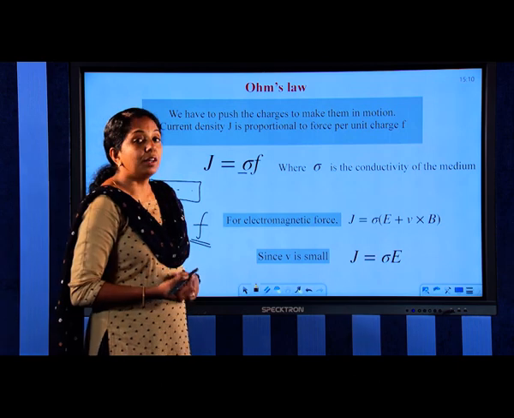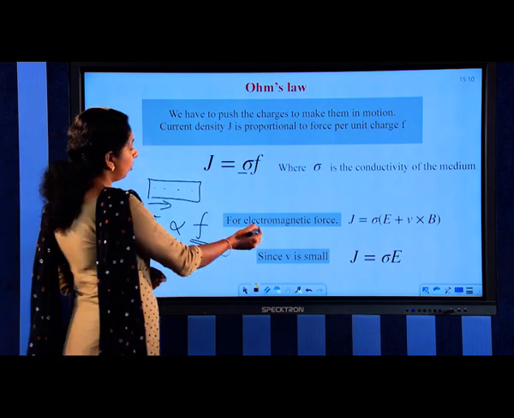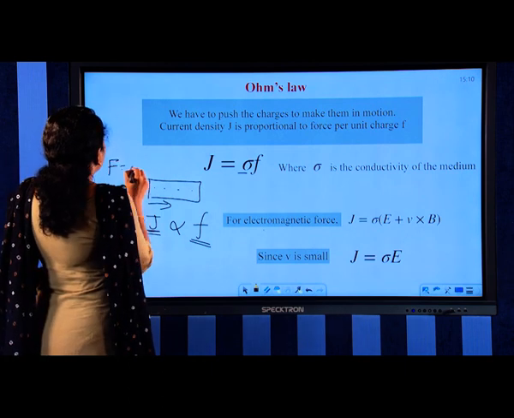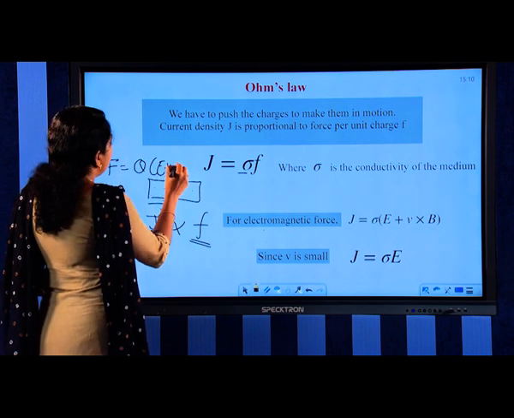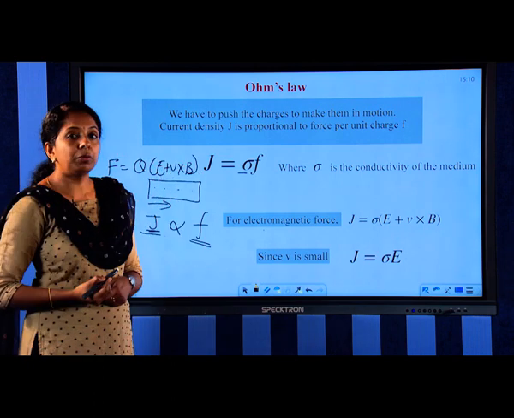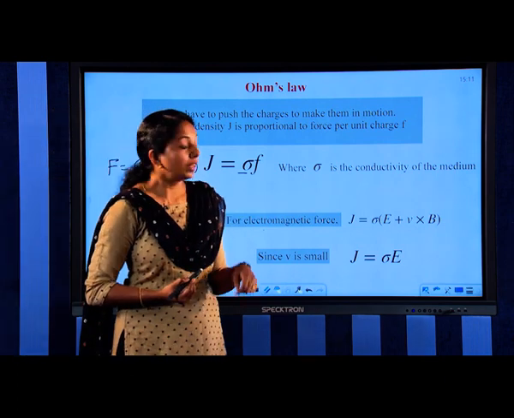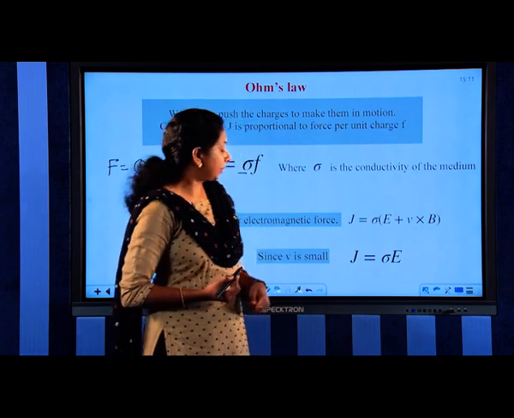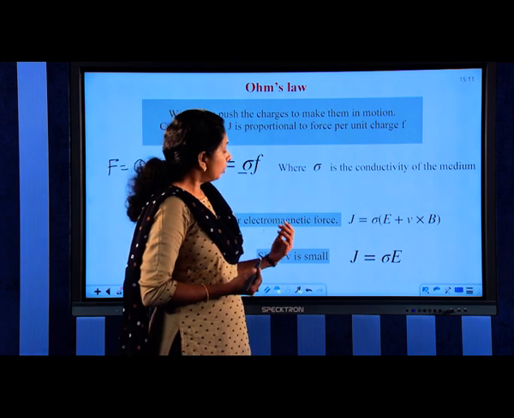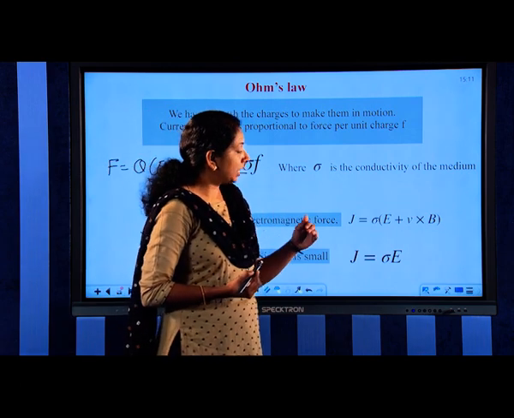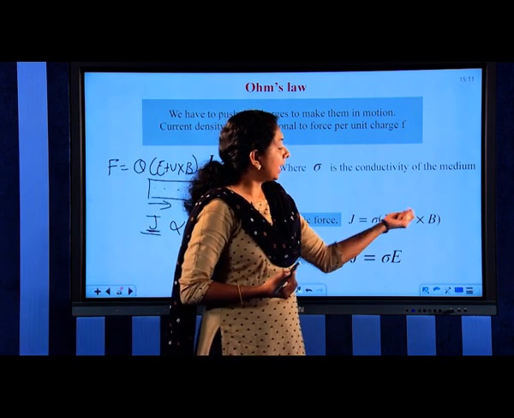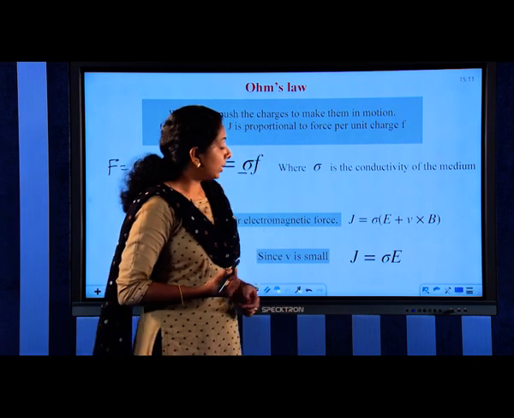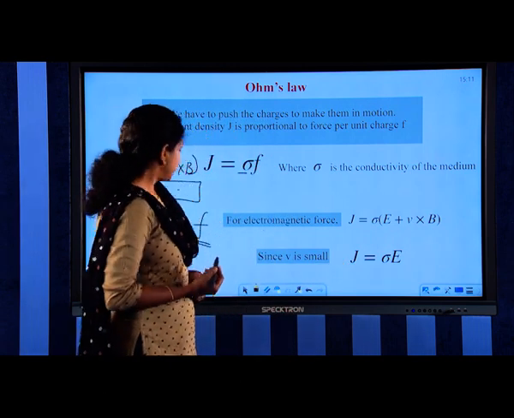In our case, the force that drives the charge is electromagnetic, and in the case of an electromagnetic force, F is given by Q into E plus V cross B. So the force per unit charge is E plus V cross B. So we can write the current density J as sigma times E plus V cross B. Here the velocity of the charge, or the speed with which the charge moves, is very small. So we can neglect the second term compared to the first term. So J is equal to sigma E, and it is known as Ohm's law in electrodynamics.